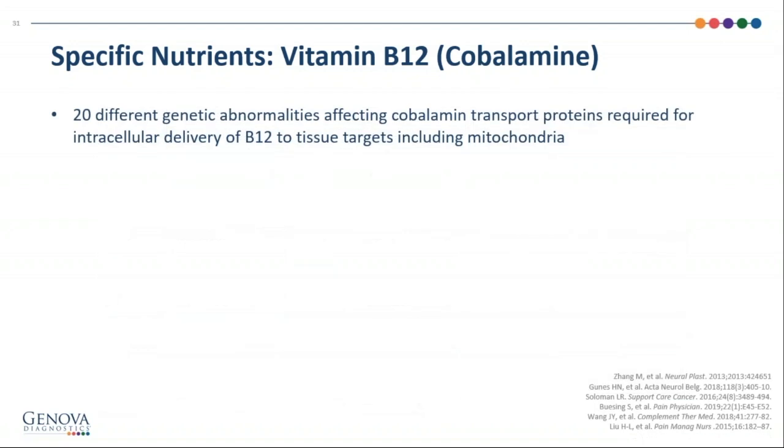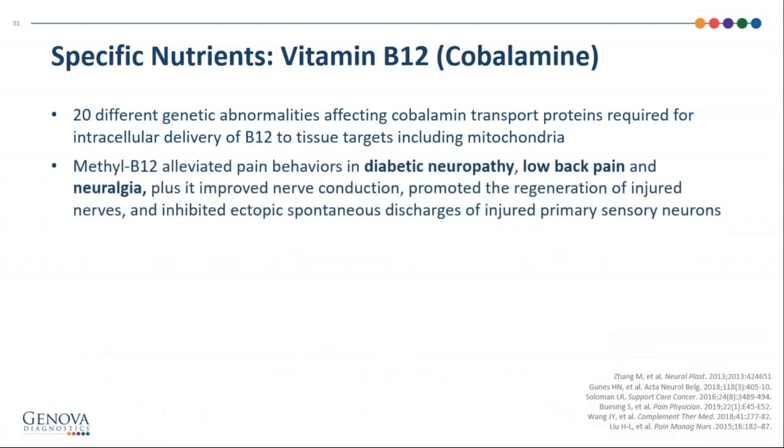So there are 20 different genetic abnormalities that could not allow your body to absorb B12 into the tissues. And the most important tissue, or the most important organelle in addition to the nerves, would be the mitochondria. So think about that when you look at a B12 level. A serum B12 level might look really good, but it doesn't mean that the patient's getting the B12 that they need. The NutrEval will help you with this, because the NutrEval is going to look at the need for B12, not so much just the level.